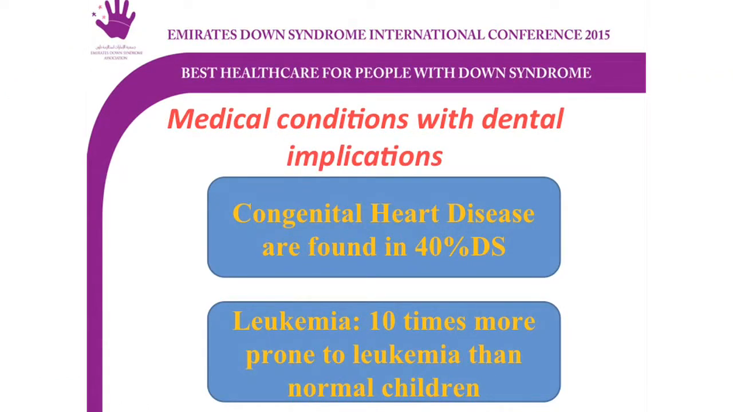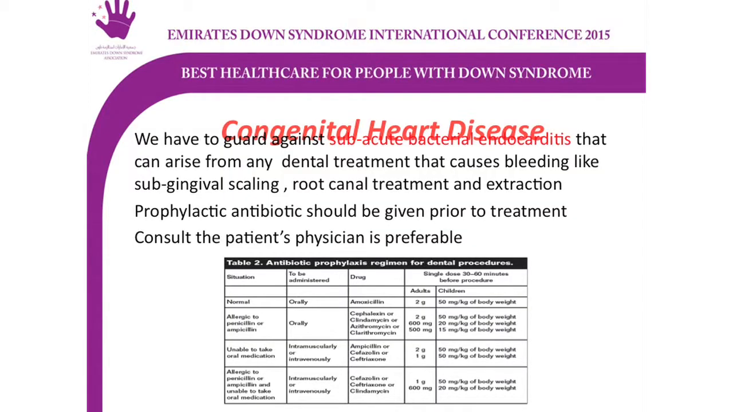Now we're going to talk about the medical conditions with dental implications. Two important medical conditions for us as dentists: congenital heart diseases, because 40% of Down syndrome patients are liable to congenital heart diseases, and leukemia, as they are more prone than normal children by 10% to get leukemia. In congenital heart disease, as dentists, we are concerned about subacute bacterial endocarditis because Streptococcus viridans, which is the main pathogen for endocarditis, is a normal inhabitant of the oral cavity.